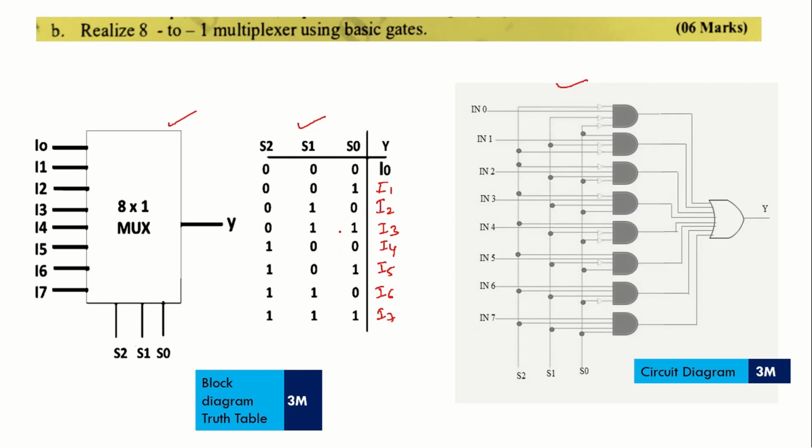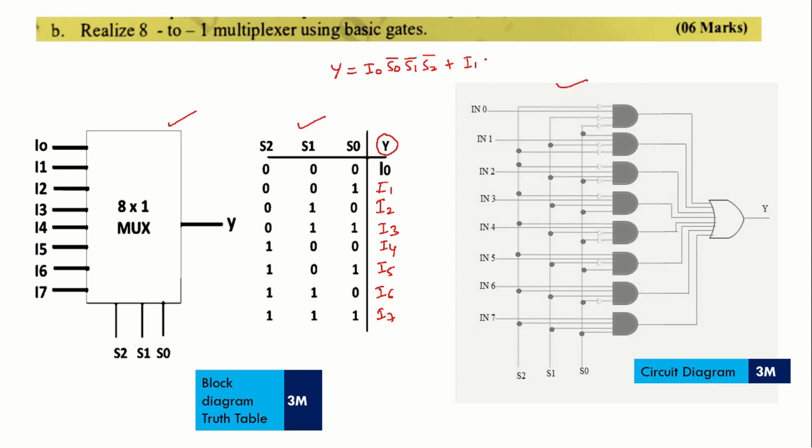So this is the complete truth table you are supposed to write, and you can also write the logical expression, in the sense Y is equal to, this is our output, so I am writing the expression for that. Y is equal to I0 will be generated when S0, S1, S2 are zeros. So I am going to write it as I0 into S0 bar, S1 bar, S2 bar plus I1 will be the output when this is the input.